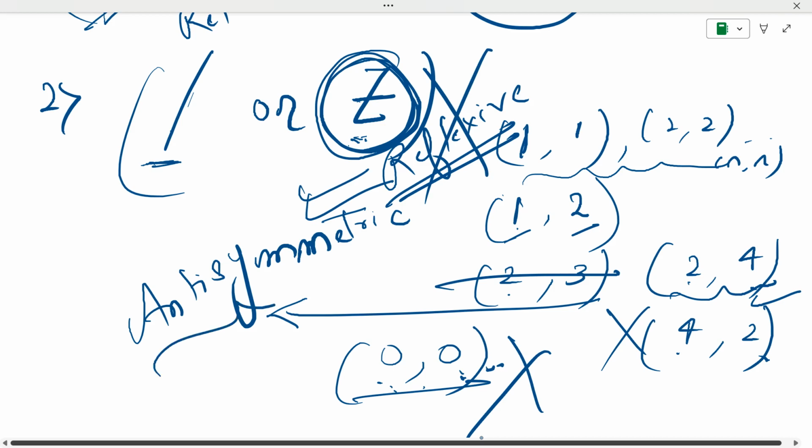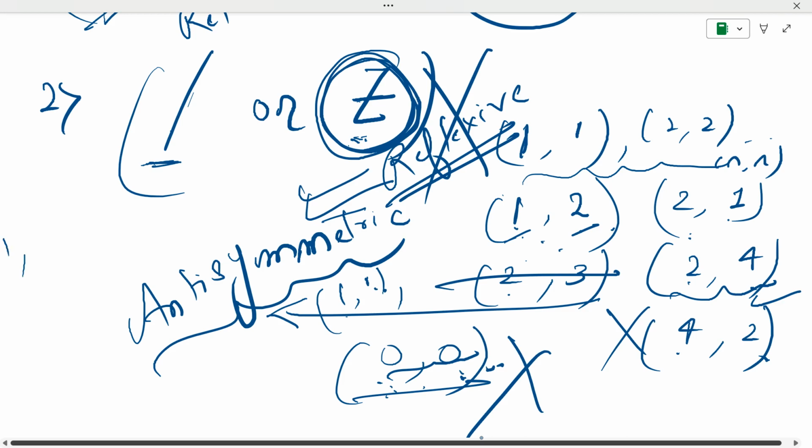But if we say anti-symmetric, anti-symmetric means if (1, 2) is there, and let's say we have (2, 1), then 1 has to be equal to 2. This is the anti-symmetric condition. But if we are defining (1, 2), and then let's say we have (1, 1), 1 divides 1, but I think (0, 0) will fail our condition for this. So this won't be satisfied.